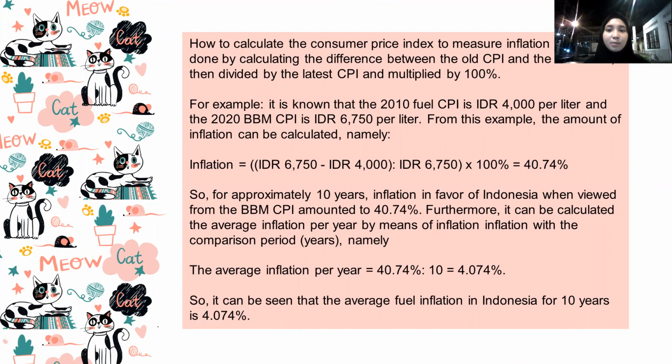How to calculate the consumer price index to measure inflation can be done by calculating the difference between the old CPI and the last CPI, then divided by the last CPI and multiplied by 100%. For example, it is known that the 2010 fuel CPI is 400 per liter, and the 2020 fuel CPI is 15 per liter. For this example, the amount of inflation can be calculated.